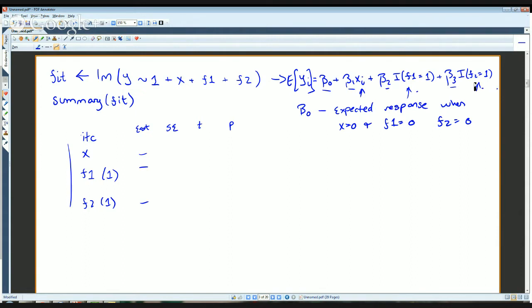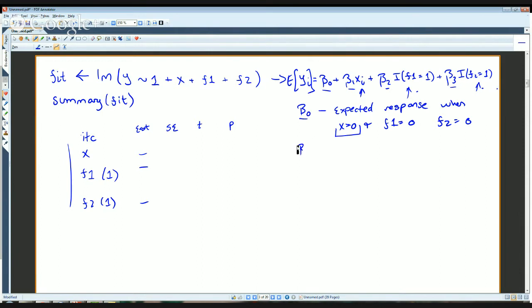So the intercept in this case is the expected response when x equals 0, f1 equals 0, and f2 equals 0. So the intercept may not be very meaningful, especially in the case where x equals 0 doesn't mean anything. If it's like weight, right? No one's 0 weight, or height, no one's 0 height, or something like that. Okay.